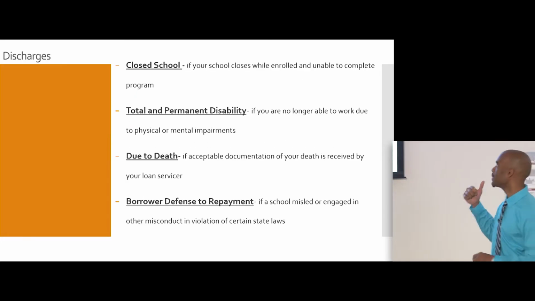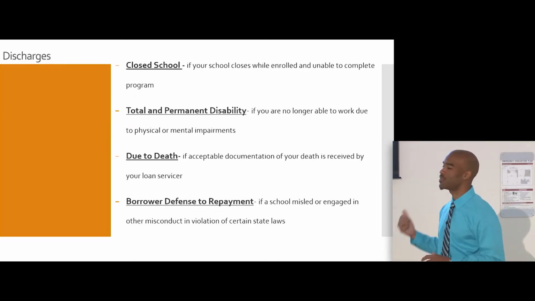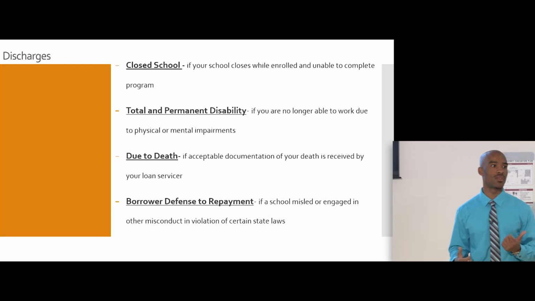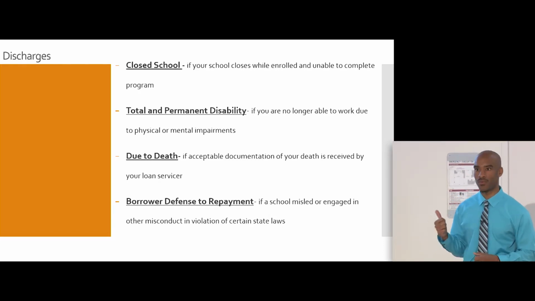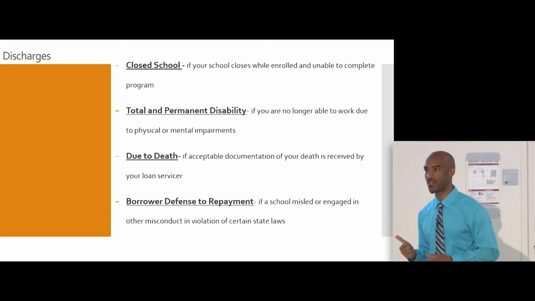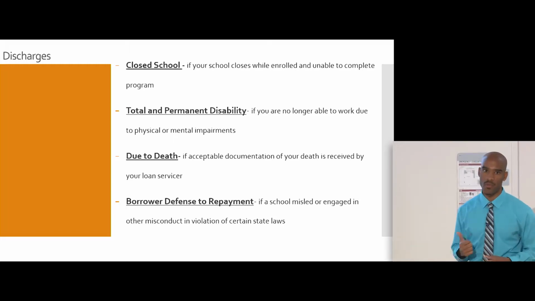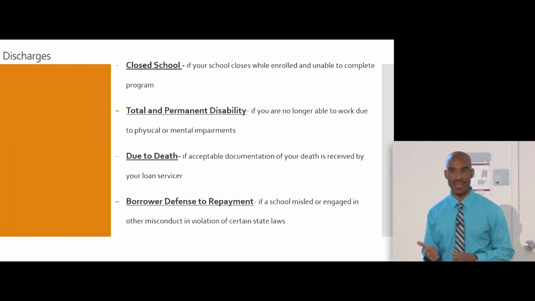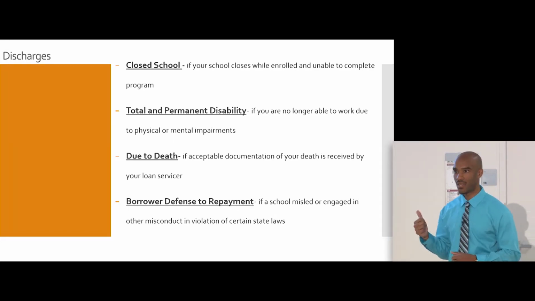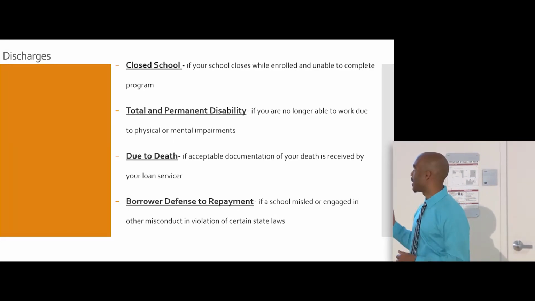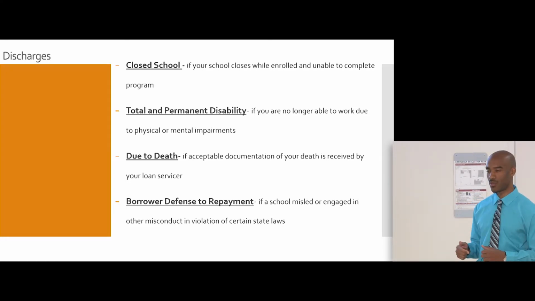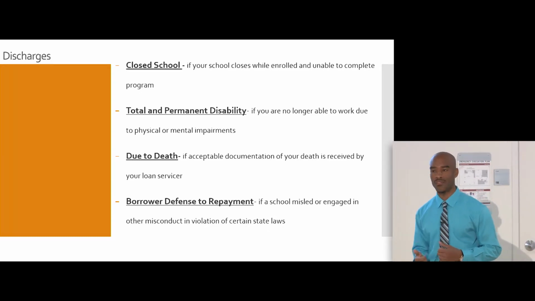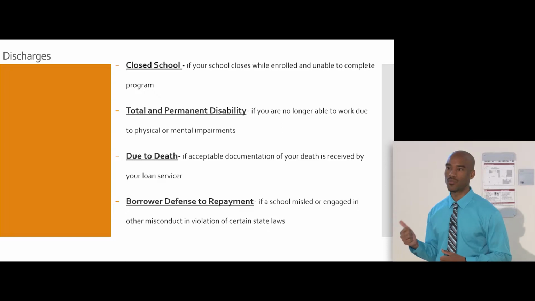Right. Okay, so again, the discharges. Closed school is basically when your school closes and you're not able to complete your program, you may be eligible for a discharge of your student loans. Next is total and permanent disability, where if you are not able to work, again, your loans may be discharged. Death: if you pass away, your family members will send your death certificate to your loan servicer, and if it's acceptable, your loans will be discharged.